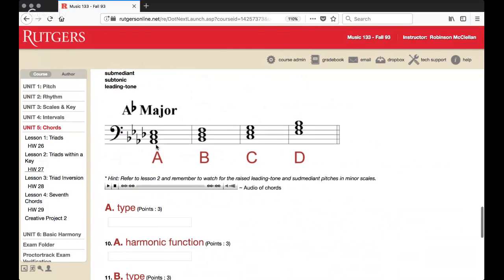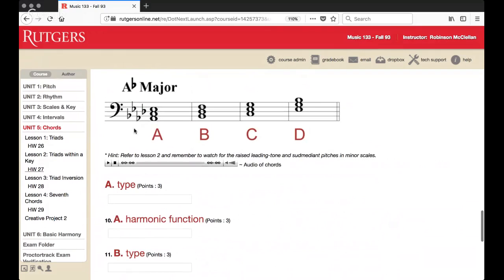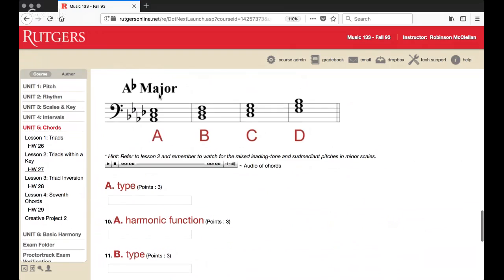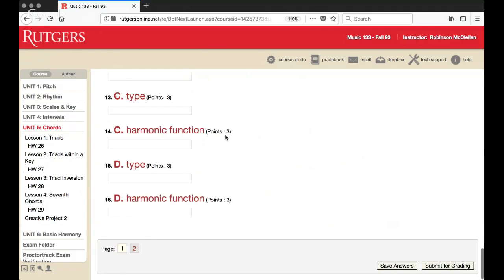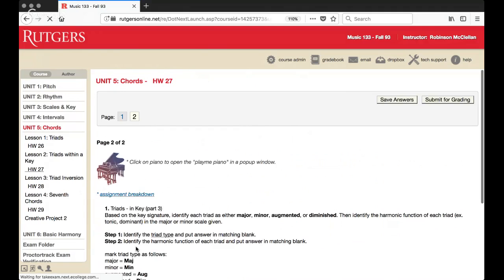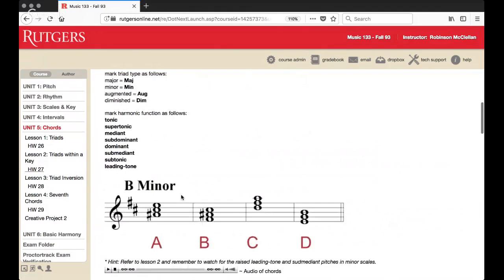But so for example, here we're in A flat major, and this is an A flat chord because the root is A flat, and because it is in the key of A flat major, you put major, and then you put harmonic function is tonic because A flat is the tonic. So the bottom note is really the defining note in this case. I'm going to go through these quickly because we want to get on to the next thing.